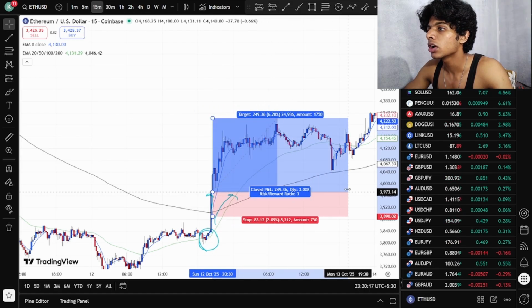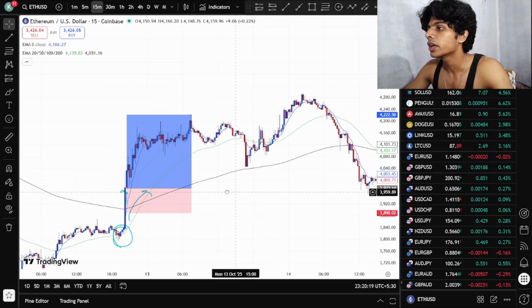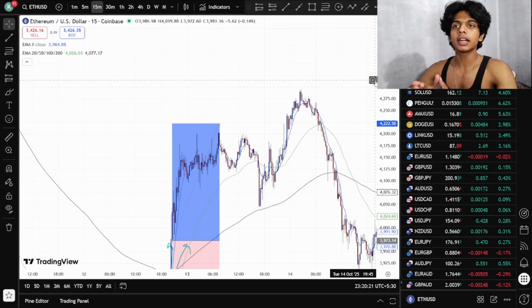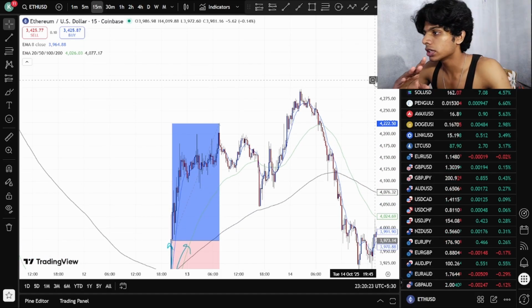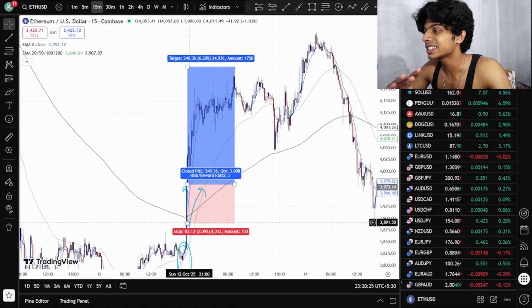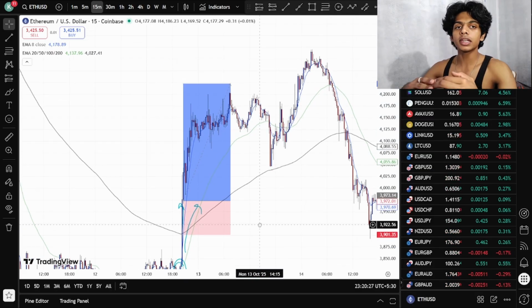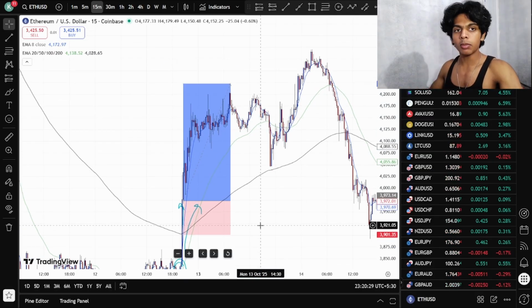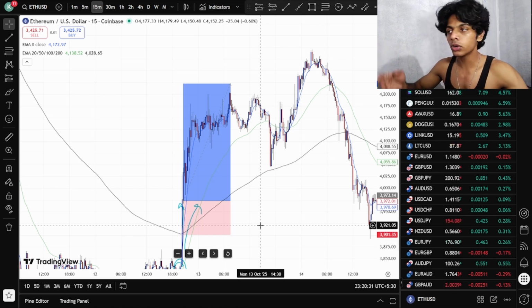You can see here 1:3 has been hit. Okay. In this strategy, I always aim for 1:3 and I try to keep my stop loss as tight as possible so that we can risk the same amount but capture a bigger move, you know.